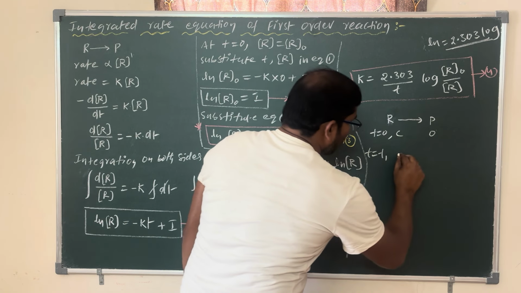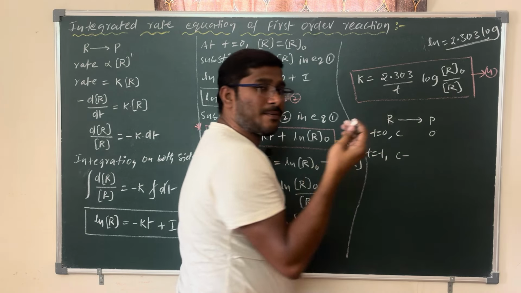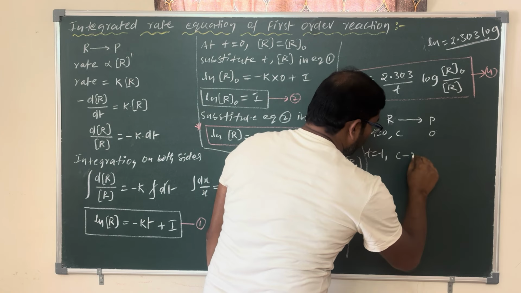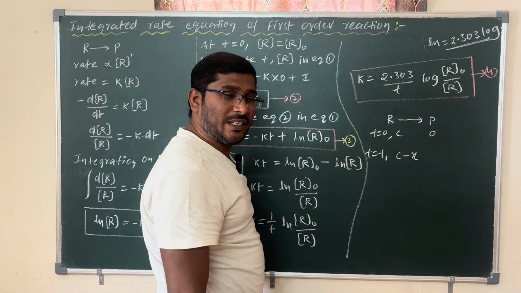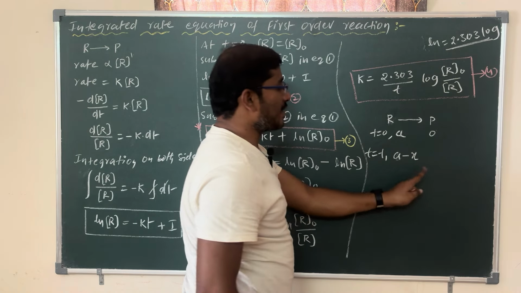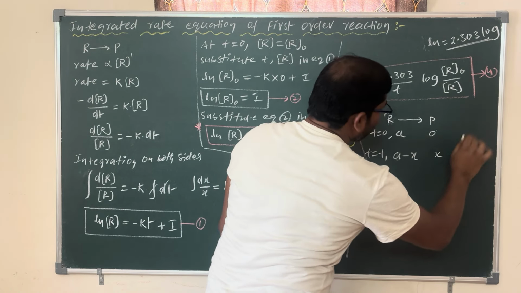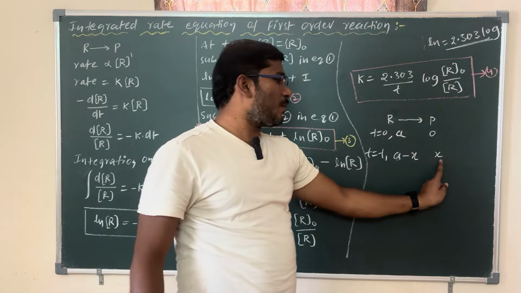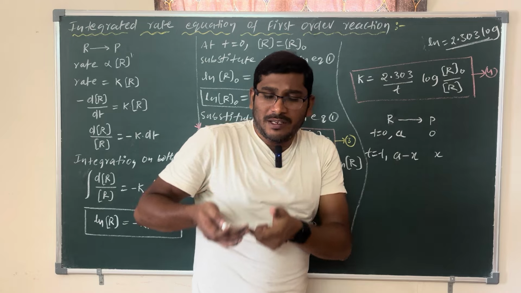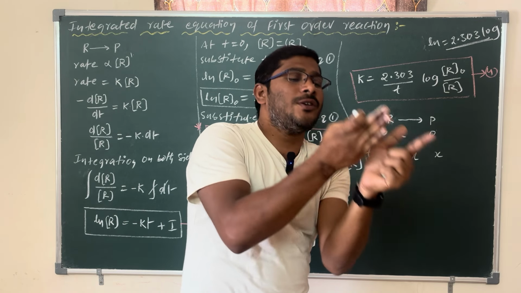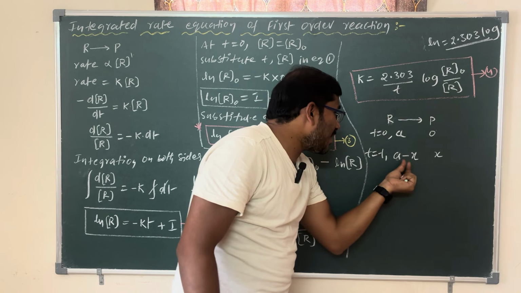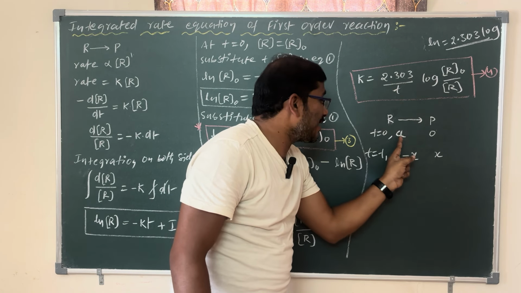the concentration of reactants will decrease by some amount. Is it or not? Some amount it will decrease. I am taking that as X. The concentration of reactants becomes A minus X, and some X will be formed as products. If time is going on, reactants will be converted into products, and the concentration of reactants decreases a little bit. That decrease I am taking as X, so A minus X. A is the initial concentration.